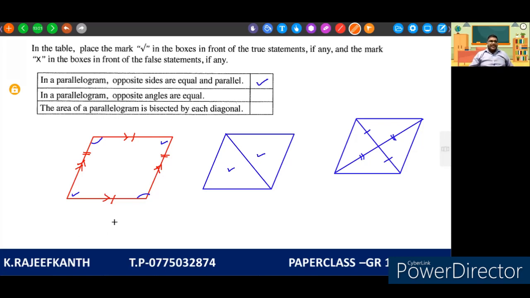Second statement, in a parallelogram, opposite angles are equal. So this statement is also true. Third one, the area of a parallelogram is bisected by each diagonal. So this is also true, because we have already discussed the properties of this parallelogram. Opposite sides are equal, opposite sides are parallel, opposite angles are equal, and diagonals bisect the area, and diagonals bisect each other. So here they have mentioned three properties of a parallelogram. Then all the statements are true.